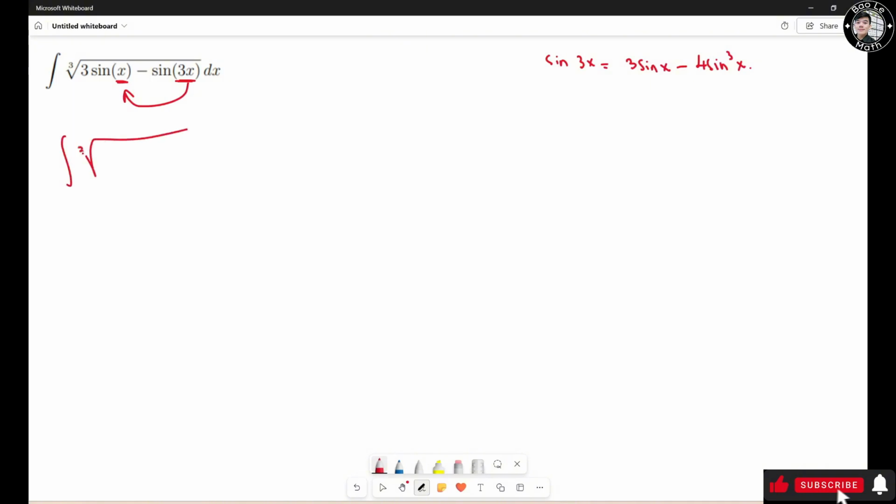So this turns out to be the integral of cube root of 3 sine s minus 3 sine s plus 4 sine cube of s, ds. So this is the antiderivative of cube root of 4 sine cube s ds. Now I'm going to split this one into two different radicals.